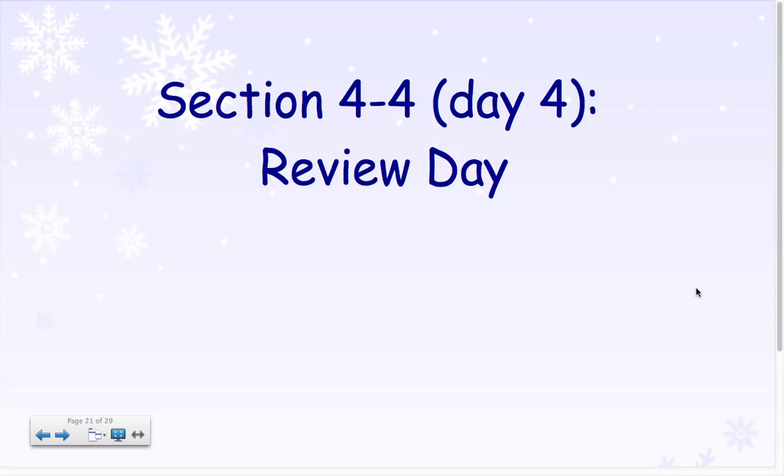Section 4.4, Day 4. This is considered a review day for the prior 3 days of parallel and perpendicular lines. There is no essential question for this lesson. If you're taking notes on this lesson right now, I would just make a notes column and a question column, and then you can put 4.4, Day 4 review at the top, but you don't need an essential question.